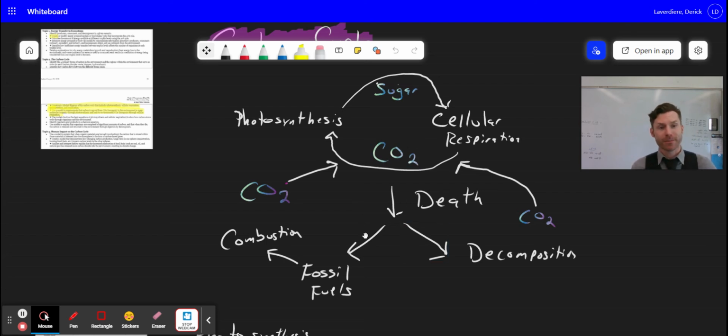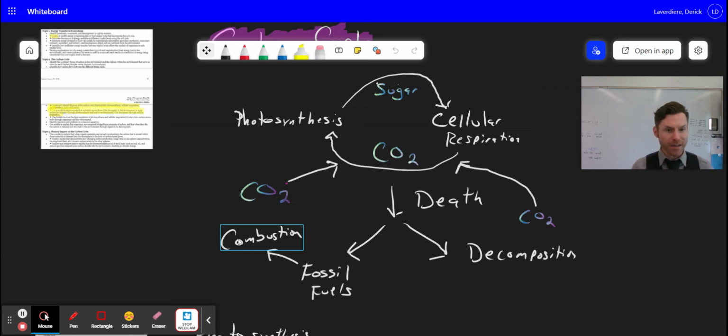Alternatively, those dead things might end up as fossil fuels, or not even end up as fossil fuels. Sometimes they're just burnt, right? So either they turn into fossil fuels, or they just get straight up burnt. Like if I cut down a tree, I can burn a tree, right? So combustion is effectively the process of burning something.